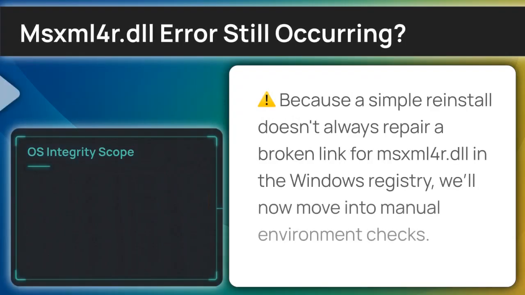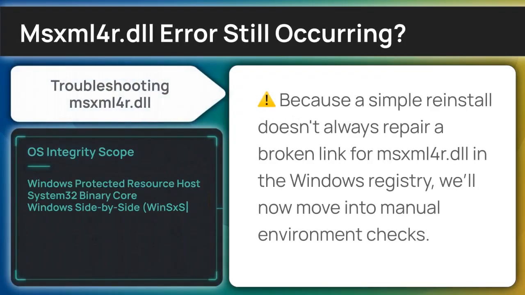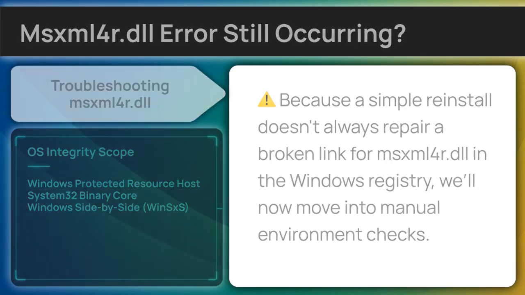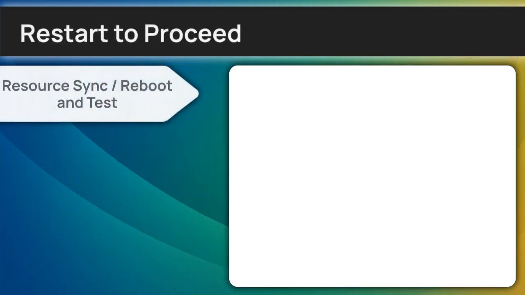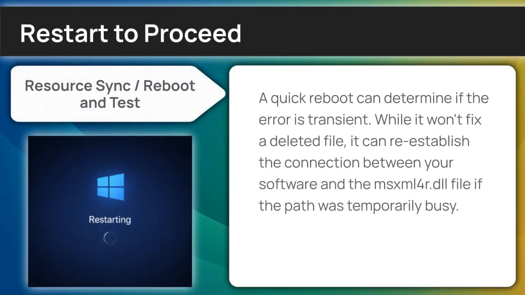Should the file remain missing after a reinstall, we need to ensure that the operating system is forced to re-index its shared library paths. Performing a restart can determine if the error is just a transient environment glitch. A reboot refreshes your system's path variables and can sometimes re-establish a broken link to the Microsoft XML4 Resource Library file.